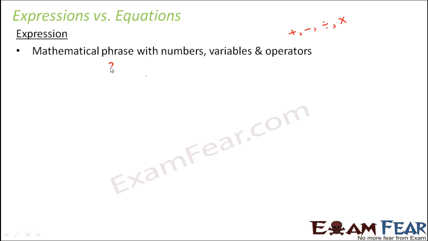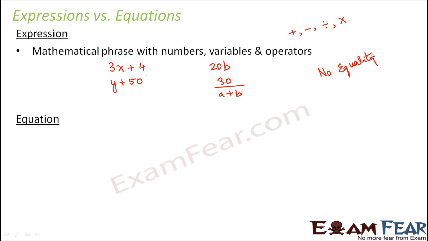Examples of expressions would be 3x plus 4. This is an expression. y plus 50 is also an expression. 20b, this is an expression. You have constants and variables. 30 divided by a plus b, this is also an expression. So these are all examples of expressions. In an expression, you really do not have an equality sign. There is no equality sign involved in an expression.